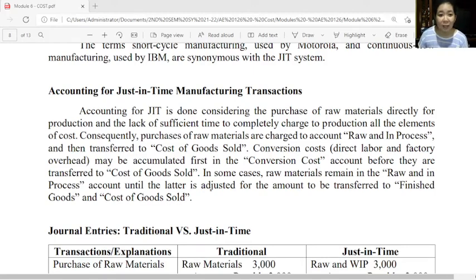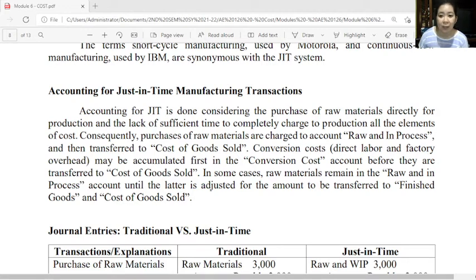Okay, so this next video lecture is still the continuation of our module number 6, just-in-time and backflush accounting. I would just like to repeat the discussion about the accounting for just-in-time manufacturing transactions, because in our previous video lecture it seems that it's not very clear. So again, for accounting for just-in-time, this is done considering the purchase of raw materials.